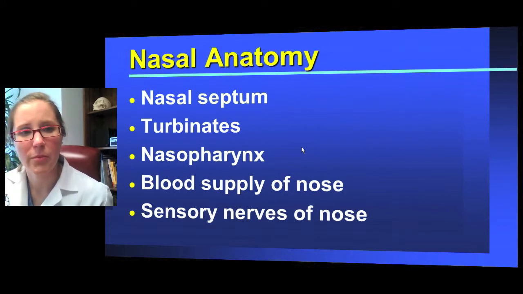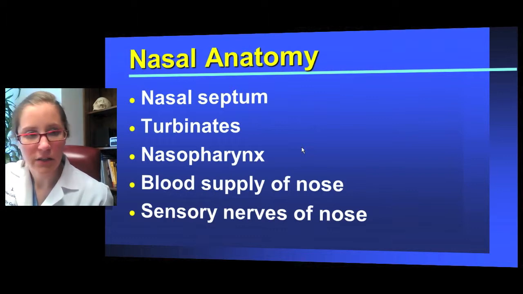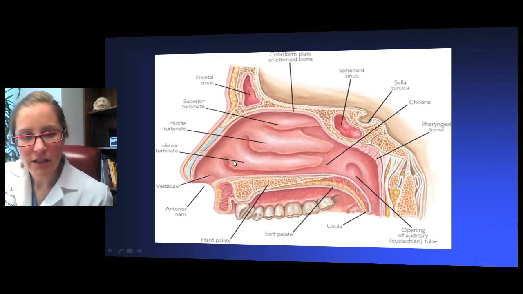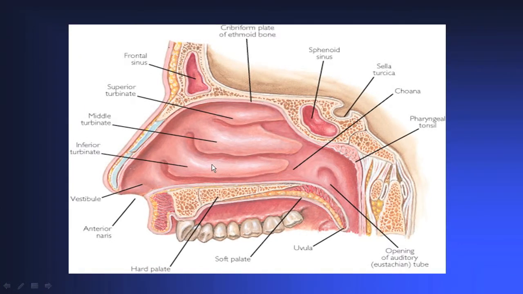So we'll first talk about some nasal anatomy, and of course the vast majority of nosebleeds are related to the nasal septum, and in the next diagram I'll show illustrations of the turbinates, nasopharynx, blood supply of the nose. So on this illustration, you can see a profile or sagittal view showing the septum actually cut away, but you can see the inferior turbinate, the middle turbinate, the superior turbinate. You can see the nasopharynx here, and you can see the sphenoid sinus there.